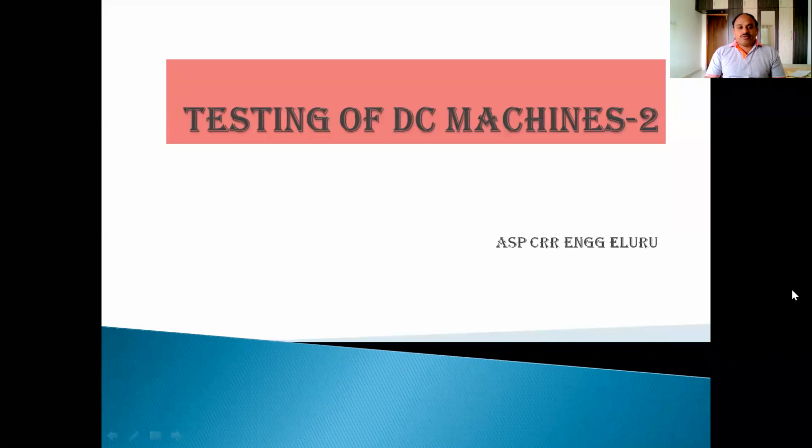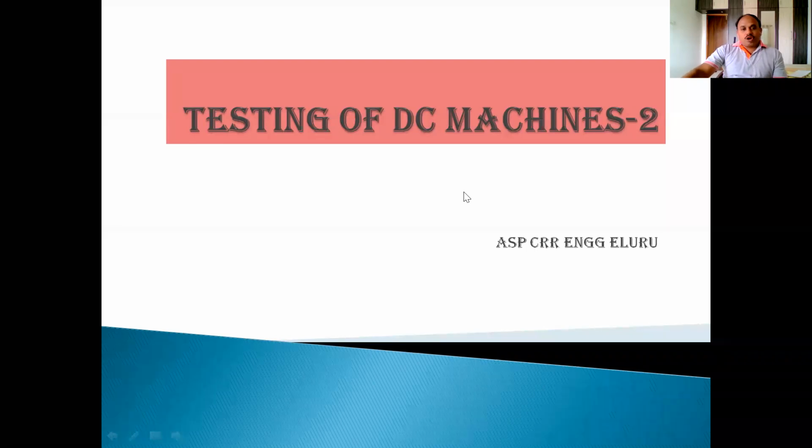In yesterday's class we discussed the brake test on a DC motor. Brake test means a direct load test. By conducting the brake test, we obtain the efficiency of the motor at different loads and the characteristics of the motor. Today also, by conducting the Hopkinson test and the Swinburne test, we obtain the efficiency of the machines at different loads and the characteristics of the machines at different loads.